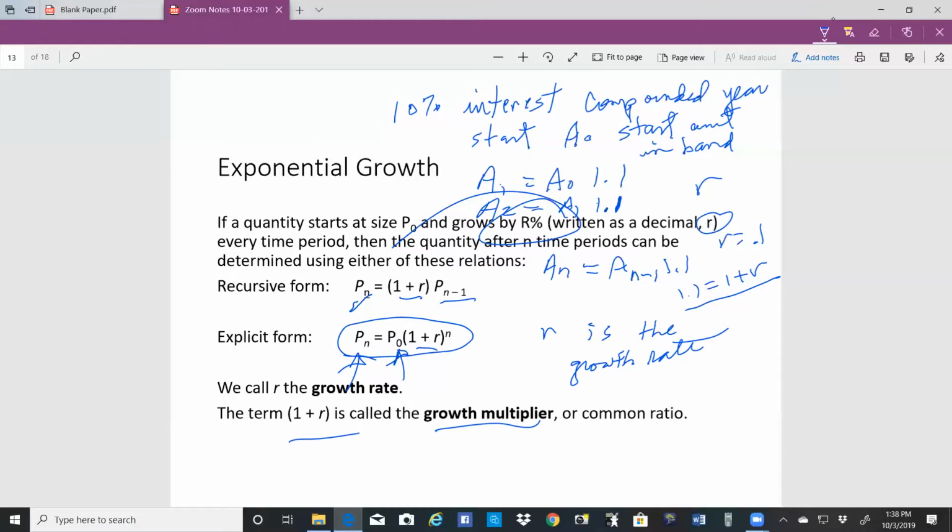Okay. Suppose things were growing at a 35% growth rate. What would be your growth multiplier? Somebody tell me.